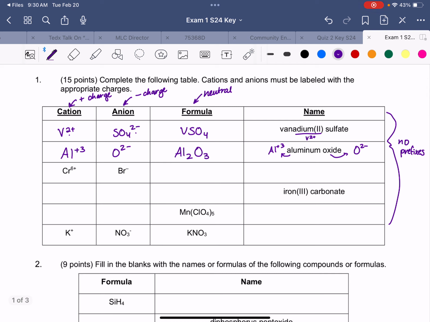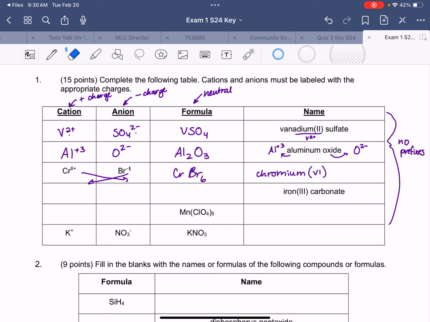In the next one, we have Cr6, so we know that this is chromium, and chromium's a transition metal, so we're going to write 6 as the charge, and then we do our swap to make it neutral. So Cr needs just 1, because bromine is -1, and then Br gets a subscript of 6, because that makes it neutral.